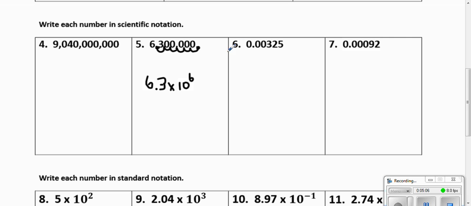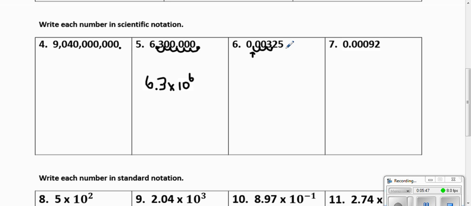To do one on the smaller side, a small number, number 6, I want you to be able to look at this number and say, all right, this is going to be a negative exponent. It's a very small number. This one has a decimal right here. Again, the same rule applies. You have to travel with the decimal over to where you could stop it, creating a number between 1 and 10. If you stop right there, it's 3.25. That's between 1 and 10.